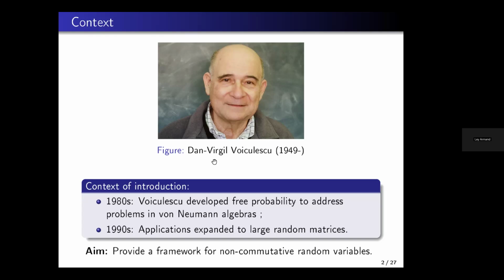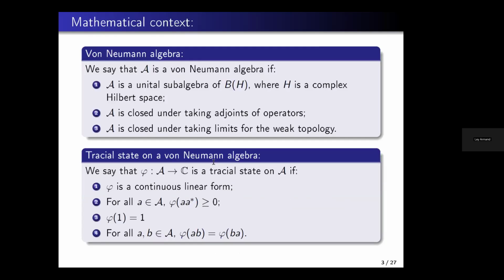To begin with a formal definition, we need to introduce the mathematical context in which free probability occurs, which is the functional analytic context of von Neumann algebras. So what is a von Neumann algebra? There are a lot of definitions which are equivalent. I will choose one of those possible definitions. I will say that a von Neumann algebra is a subalgebra of the algebra of operators on a complex Hilbert space H.